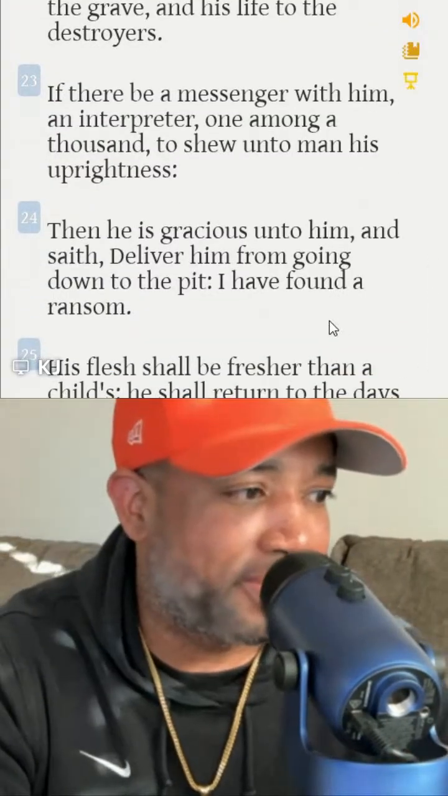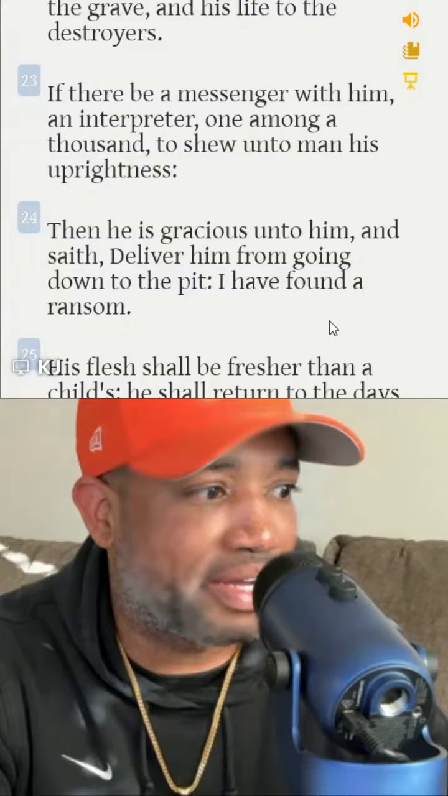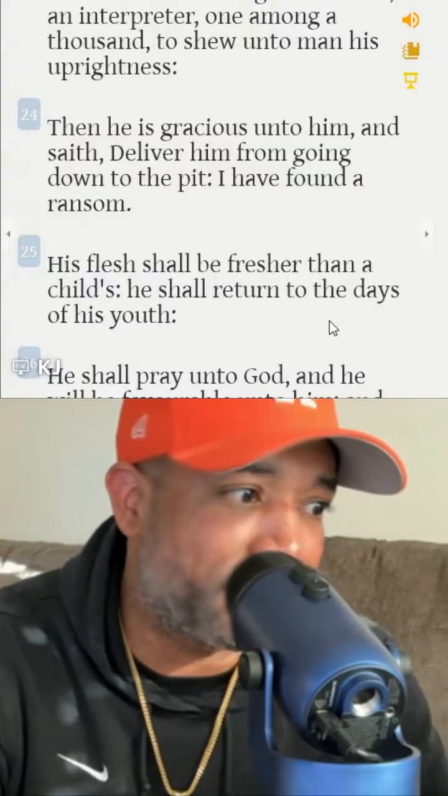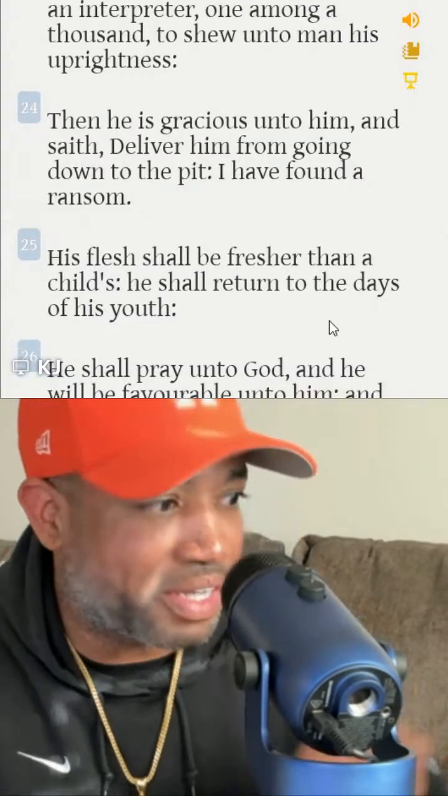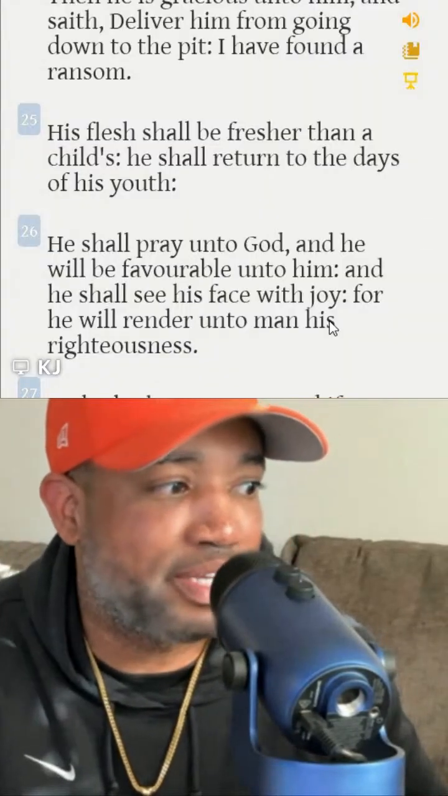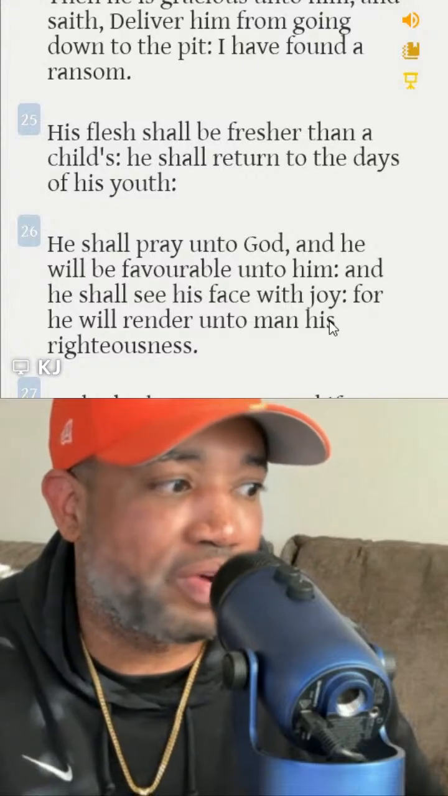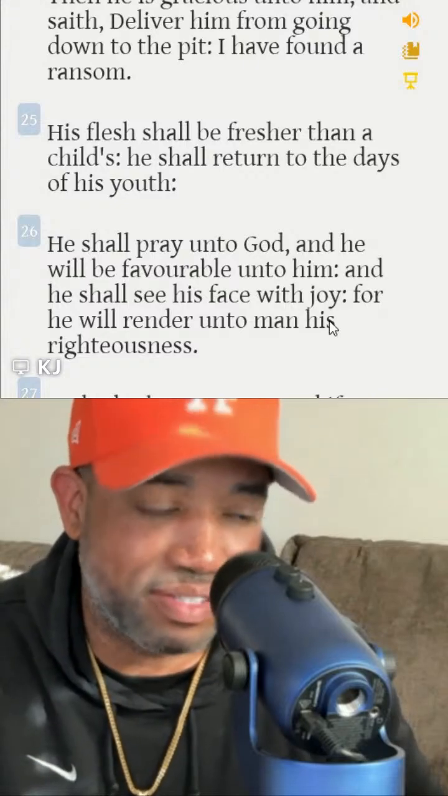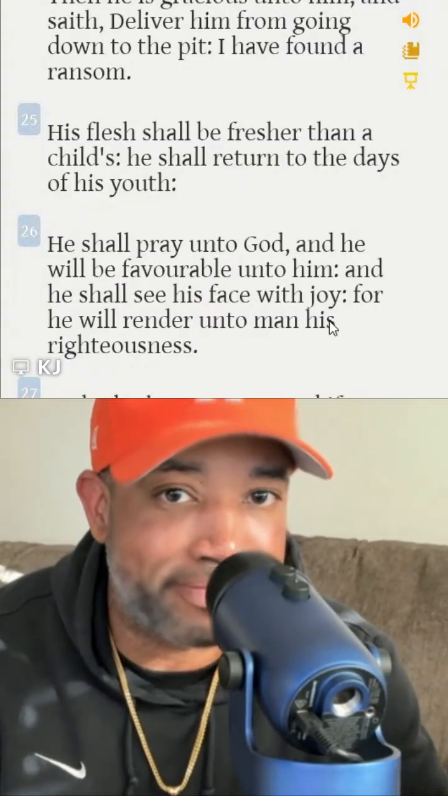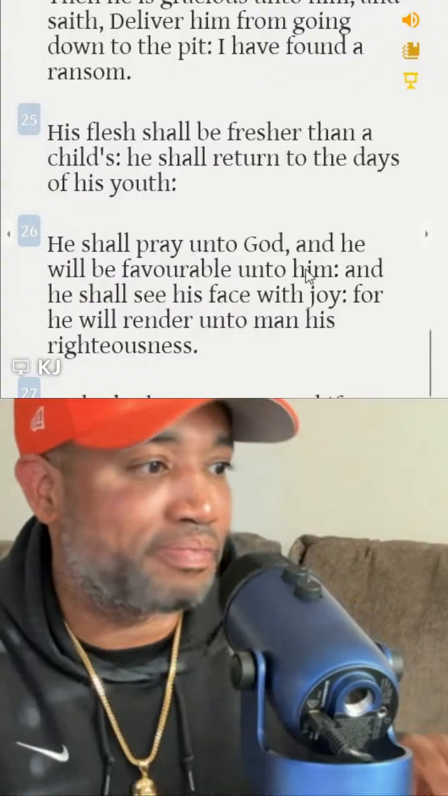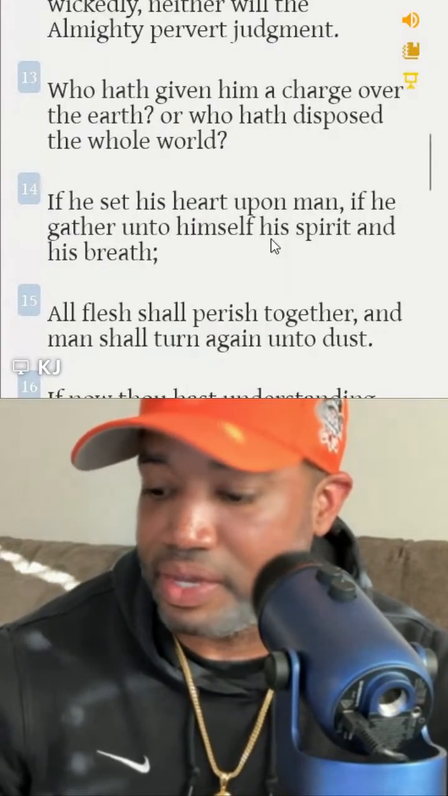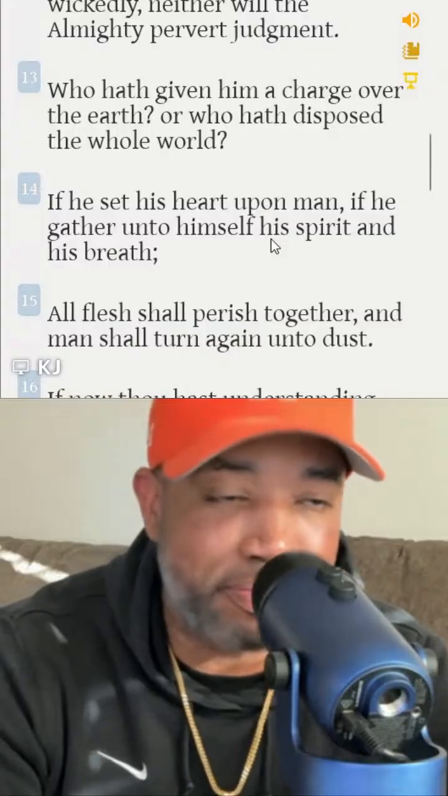Then he is gracious unto him, and saith, Deliver him from going down to the pit: I have found a ransom. His flesh shall be fresher than a child's, he shall return to the days of his youth. He shall pray unto God, and he will be favourable unto him, and he shall see his face with joy, for he will render unto man his righteousness. All right. So Elihu is letting him know that he will be redeemed if he just does these things, right? What are these things? Understand that God is sovereign, and that God is almighty, and that God is omnipotent, and that God will protect him.